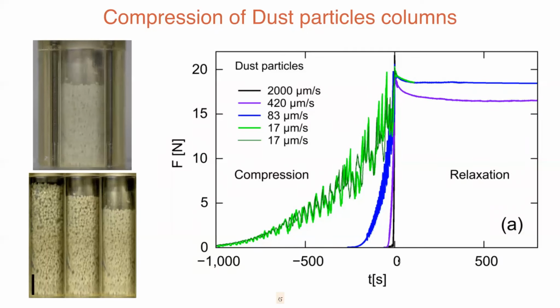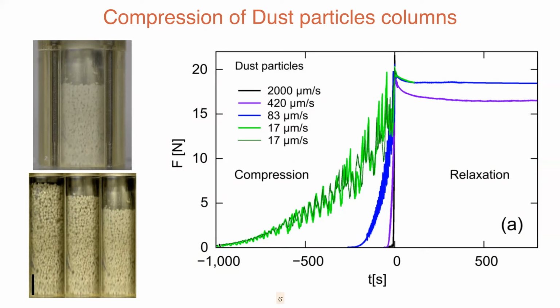So here, time equal to 0 is the time at which the maximum force is reached. Negative times correspond to the compression phase. So it's just for reference. So here we are compressing up to the moment we reach the maximum force, and then the piston stops, and we start measuring the relaxation force. So there are two stages: the compression phase, and the relaxation phase.